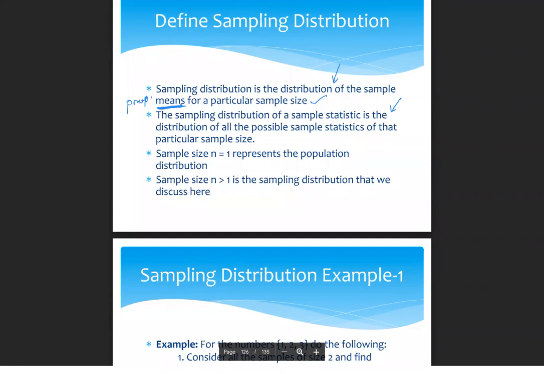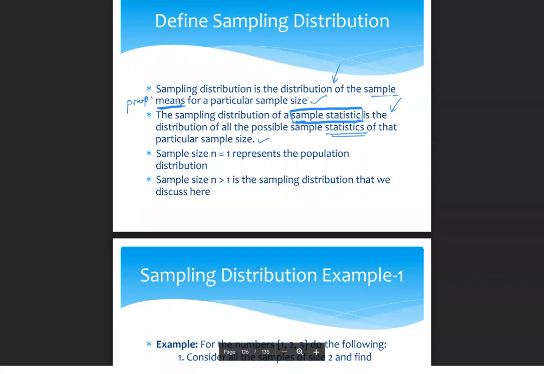We have a corresponding or equivalent definition of sampling distribution for proportion. So I replace the sample mean with sample statistic, just to make it broader. The sampling distribution of a sample statistic is the distribution of all possible sample statistics of that particular sample size. Here, statistics is not the subject itself; it is the plural of statistic, which is a characteristic or property of a sample.